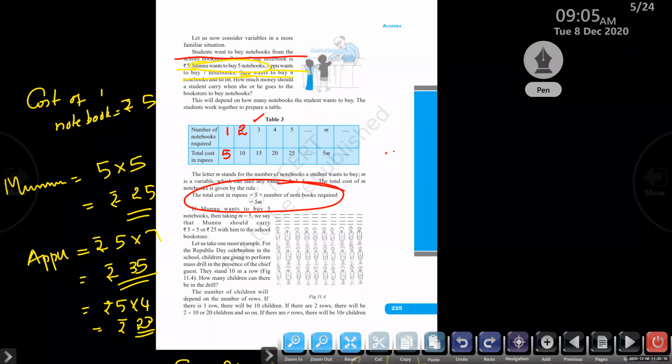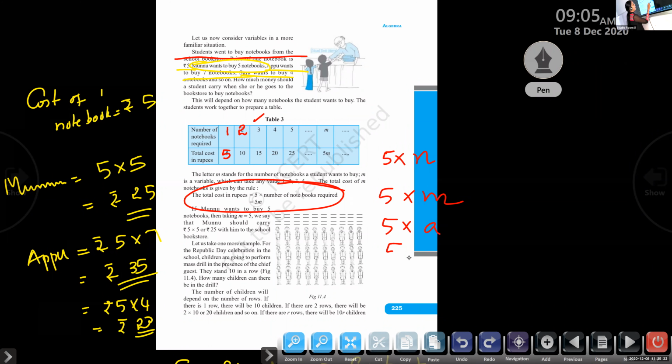5 is the constant. 5 into the number of notebooks. 5 into n. We can write 5 into m also. We can write 5 into a also. Any alphabet. Then 5 into b also. So any alphabet we can use for the variable. Clear, children? Yes, ma'am.